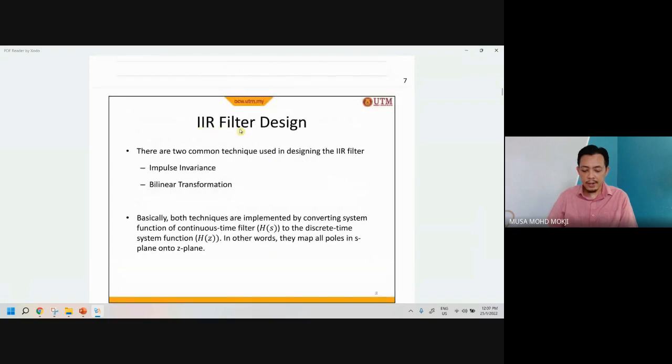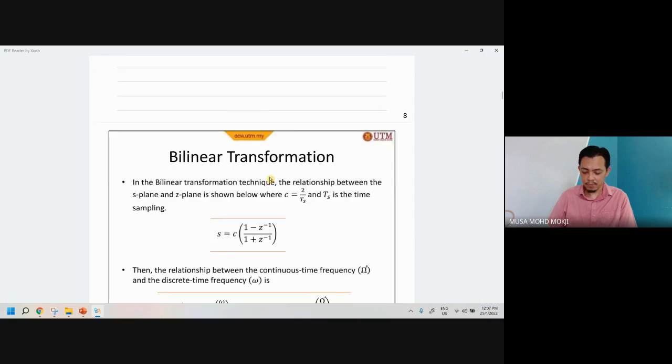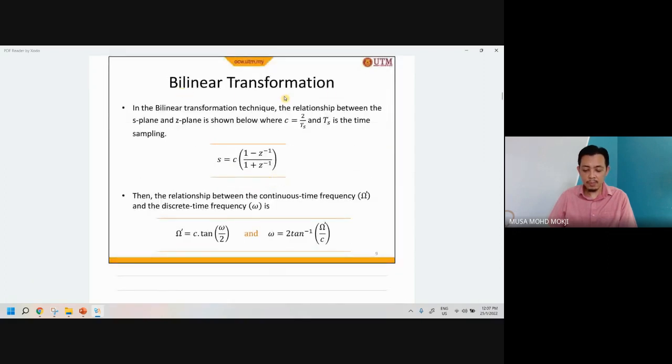In IIR filter design, I think the most common methods are two: one is impulse invariance, another is bilinear transformation. But we're going to focus only on bilinear transformation, not impulse invariance. For FIR, the method is what we call the windowing method. In this IIR, we call it bilinear transformation.